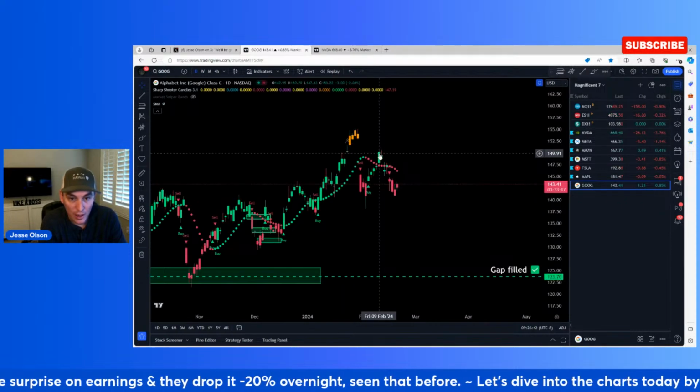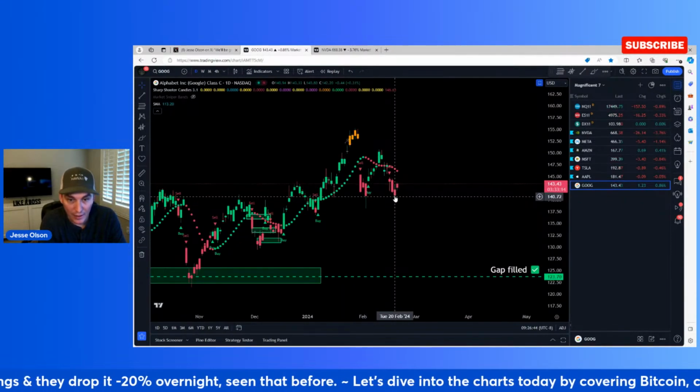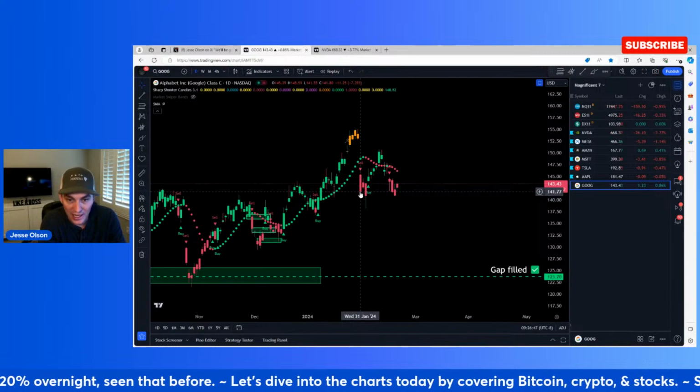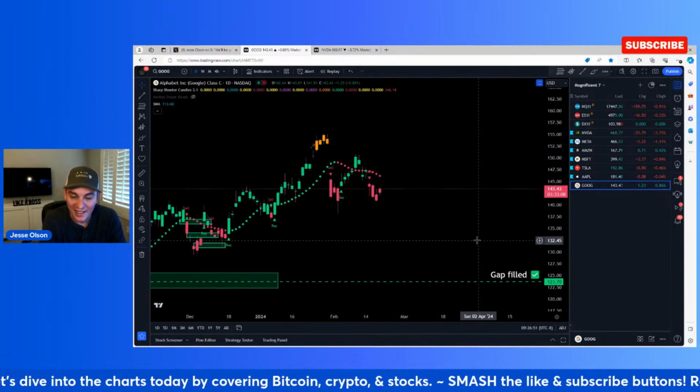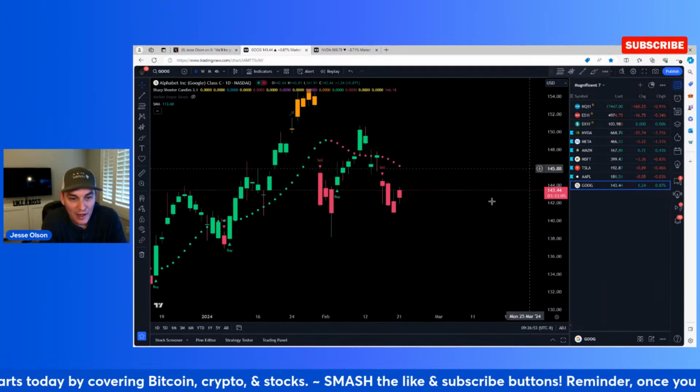Overbought over there, and then you got a lower high, and then has it taken out? Yeah, it did take out that pivot. No, it did not take that. I don't know. I'd have to zoom in on it, right? I'd have to zoom in on it.